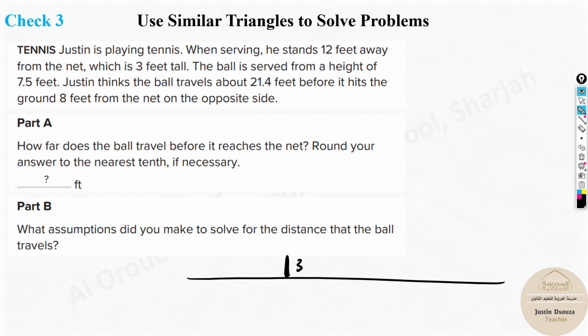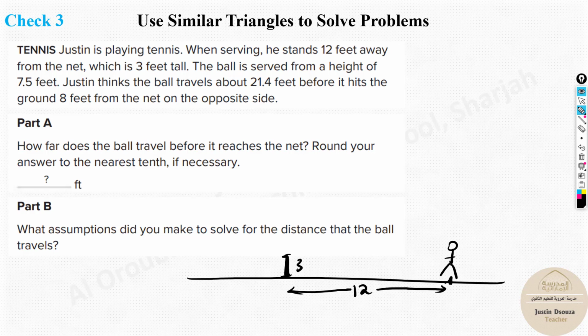And he is standing where? Now imagine this is Justin. He is standing 12 feet, so this is 12 feet from here to here. Now what next? The net is 3 feet tall. Yes, we have done it.